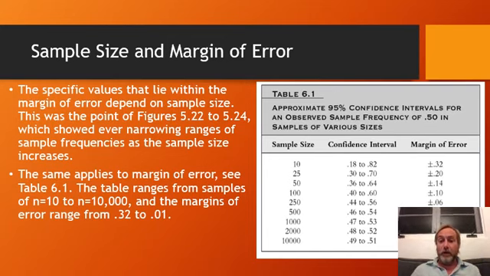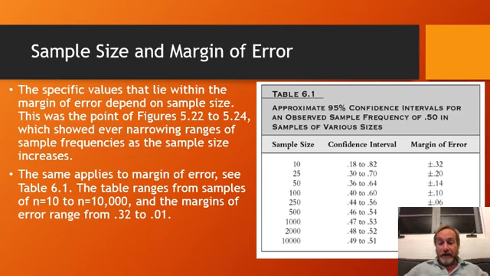But if it were, and your sample size were 10, well, to have 95% confidence, we'd have to say that the actual probability in the population ranges from 0.18 to 0.82, so a very wide margin of error, a 0.32 or 32% margin. And remember, that's on either side.